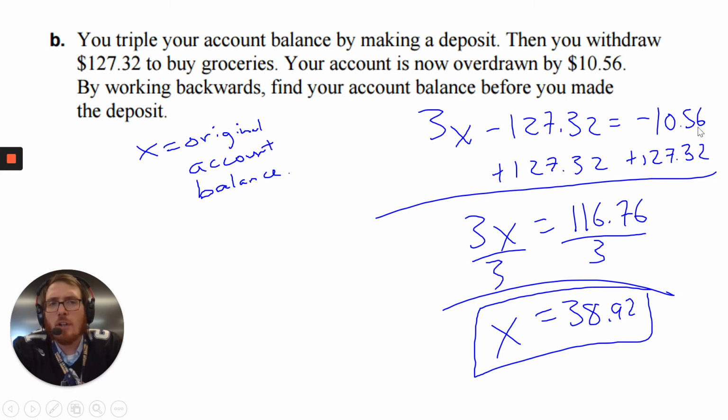Notice this is one of each on the right side, so it's really a subtraction problem. That's why it's 116, not a number like 137. And then to get rid of the 3 out front, any coefficient can be taken care of by dividing by itself, because that would make it a 1. I divide by 3 and I get 38.92. And that represents $38.92, which is the original account balance.